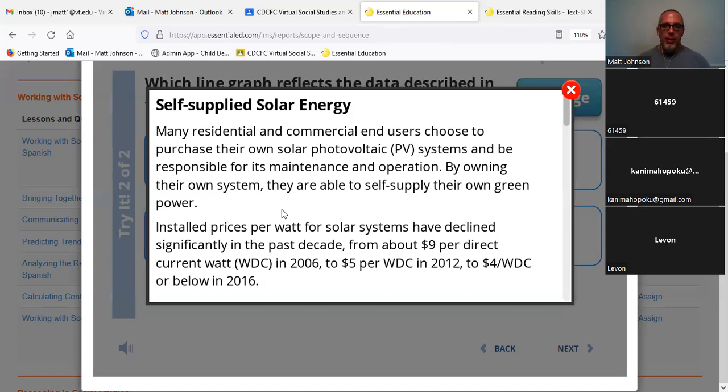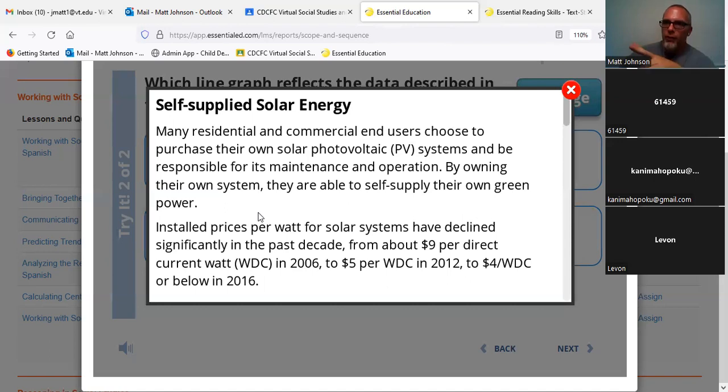Installed prices per watt for solar systems have declined significantly in the past decade, from about $9 per current watt in 2006 to $5 per current watt in 2012 to $4 per current watt or below in 2016. So our text data here, right? That's what we're targeting at first.